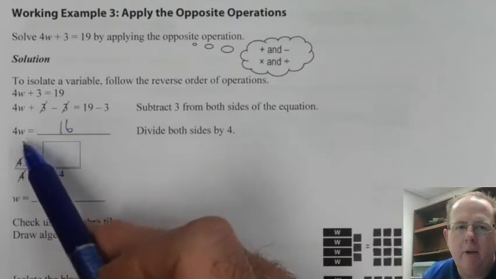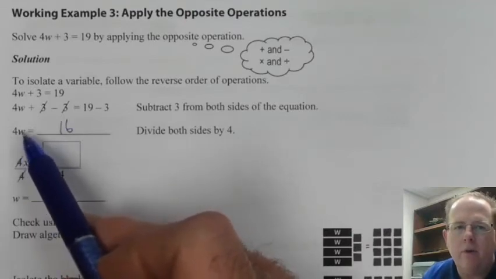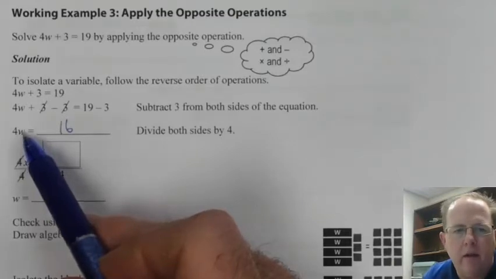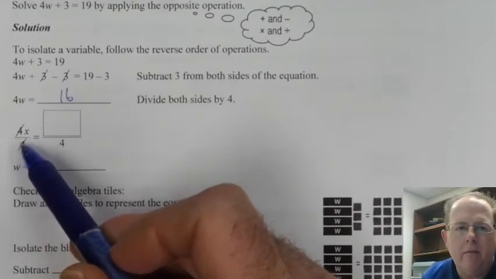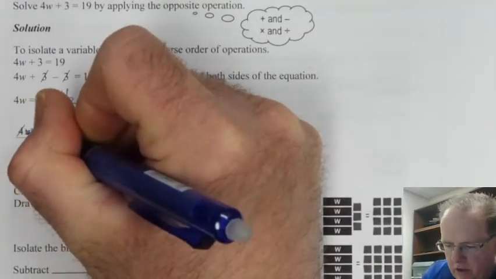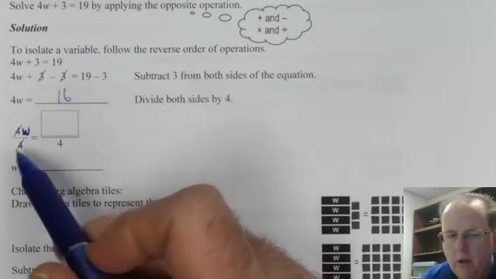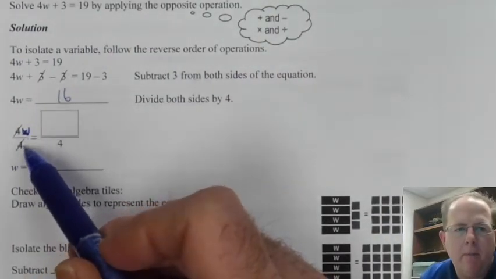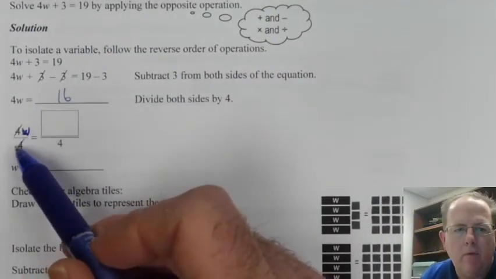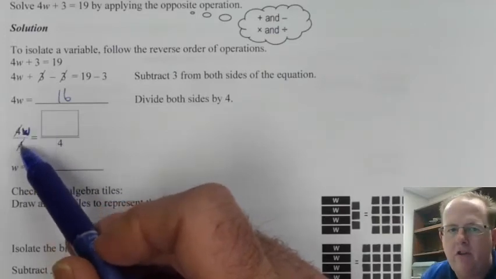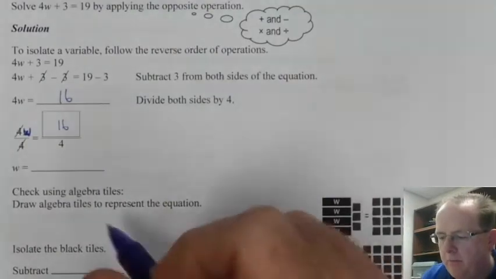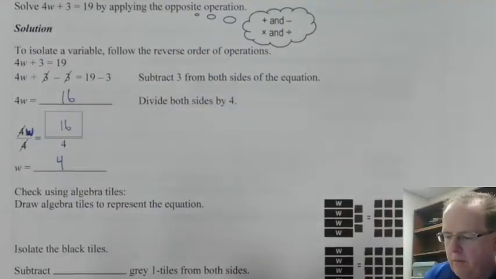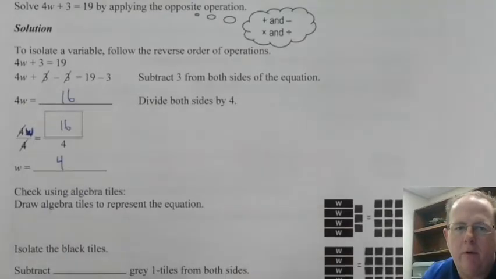Get the variable by itself. This is 4 times w, so the opposite of times, or multiply, is divide. So we're going to divide both sides by 4. When we do that, well, that's interesting, our variable changed. We have 4w divided by 4. 4 divided by 4 is 1, so those divide each other out. And on the right-hand side, we've got 16 divided by 4, which is 4. So our answer is w equals 4.